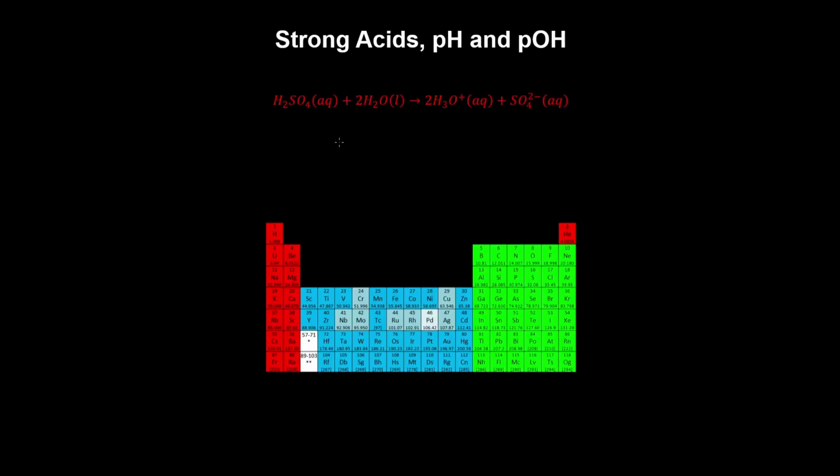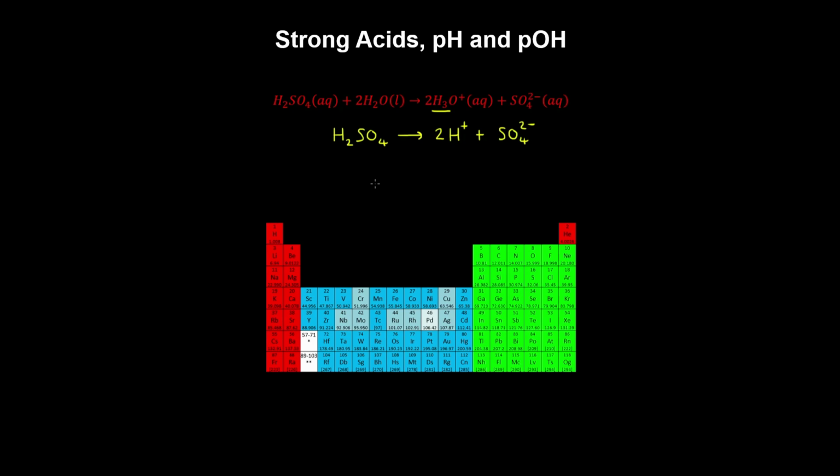The molecules of a strong acid completely ionize in an aqueous solution to produce hydronium ions. And we can see this better using the shorthand notation. And here we have sulfuric acid dissociating into protons and sulfate anions.